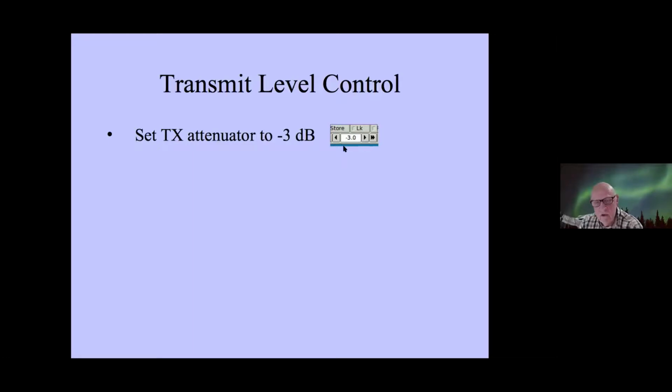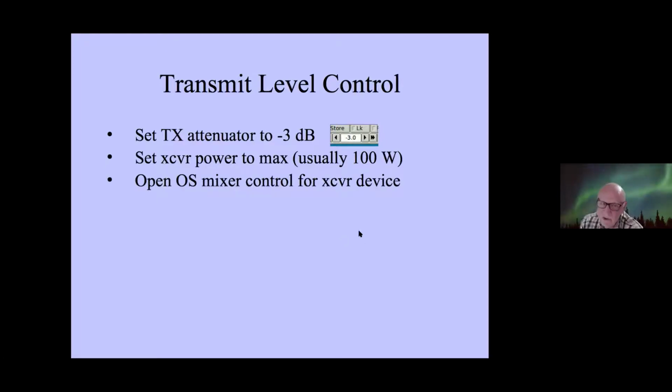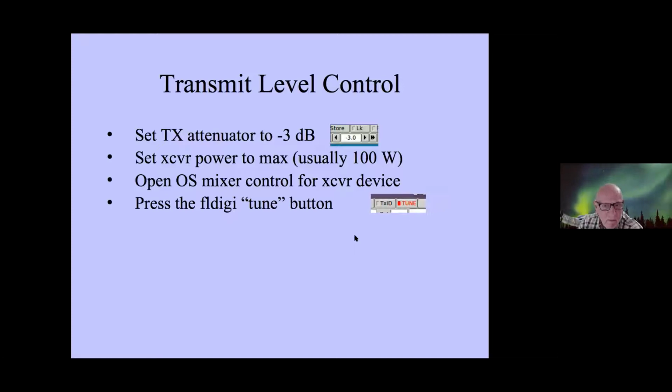So to begin, in the lower right-hand corner of the Fldigi main page, there's a small control right below the store and lock control, and it's a TX attenuator. Set that to begin with to -3 dB. Set your output power on the transceiver to its maximum. On mine, that's 100 watts. You want to open up the mixer control for the transceiver device and probably reduce that mixer control to some low value. In the upper right-hand corner of Fldigi, there's a tune button.